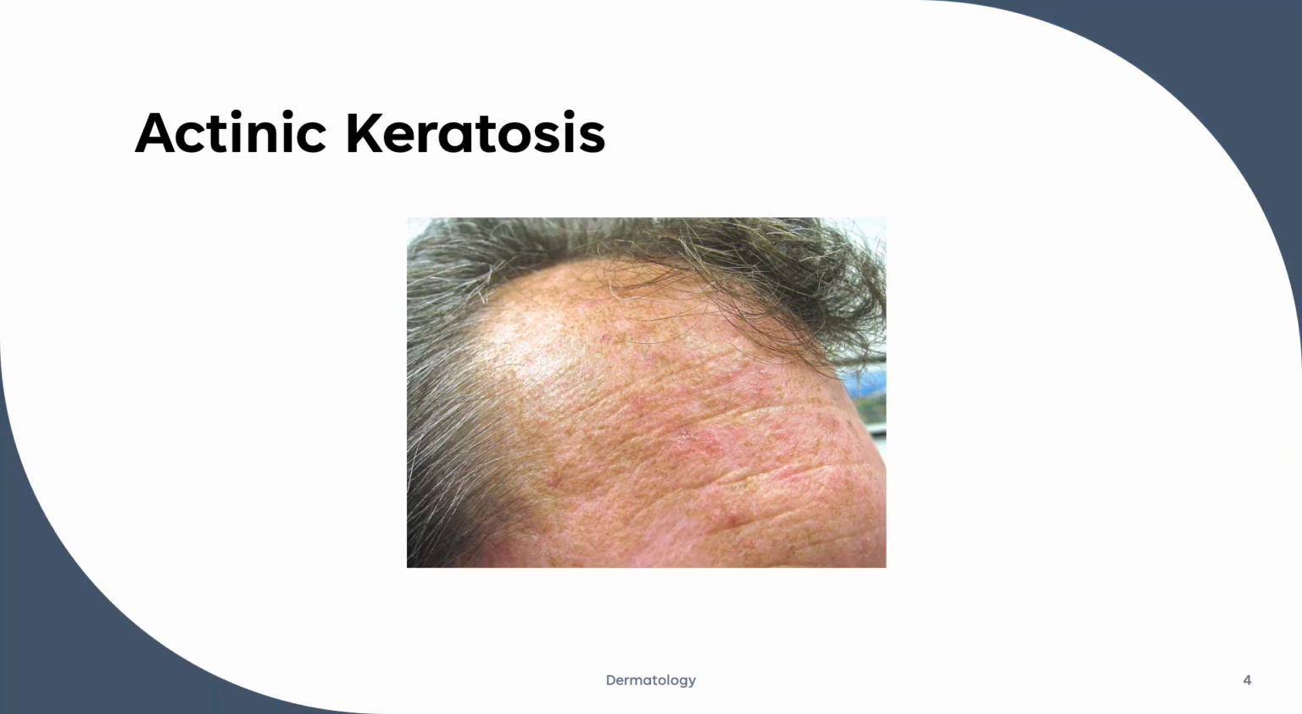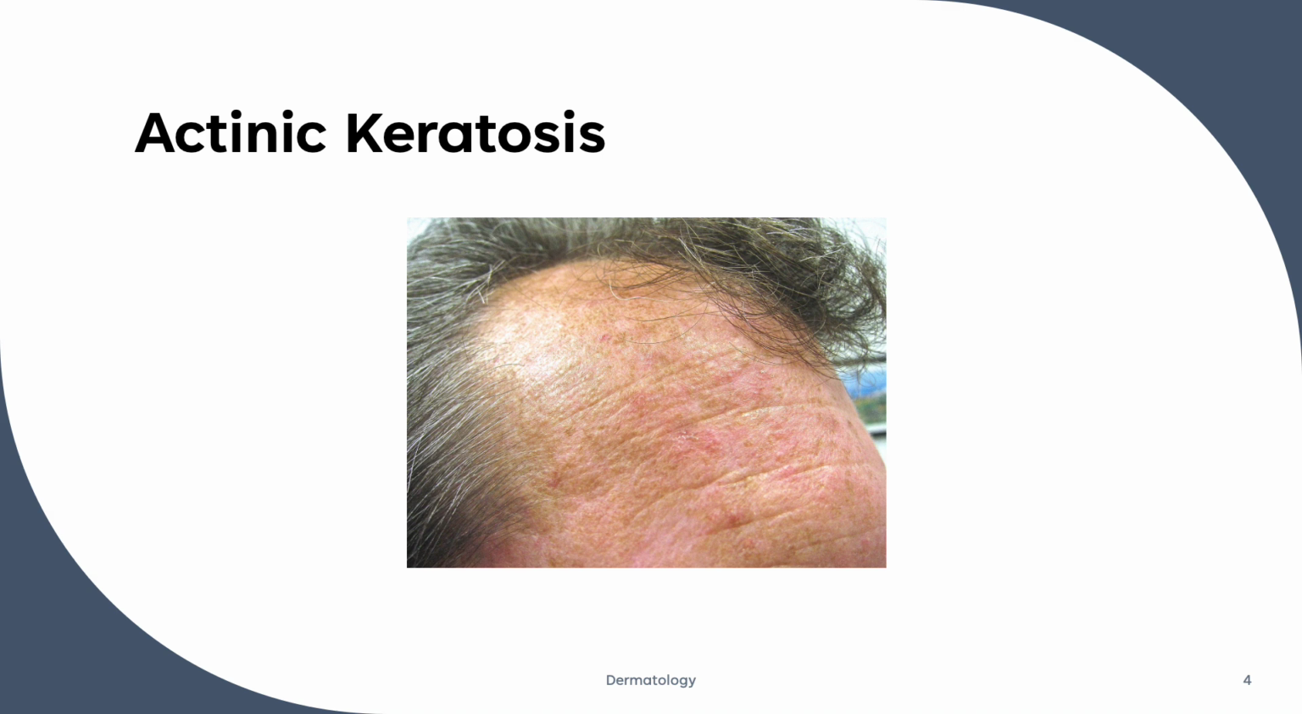Let's take a look at actinic keratosis. It's a precancerous skin condition primarily caused by long-term sun exposure. Understanding this condition is vital because it can progress to squamous cell carcinoma if it's left untreated. So let's look at some risk factors. Individuals with significant UV exposure, whether from sunlight or tanning beds, are at a higher risk.